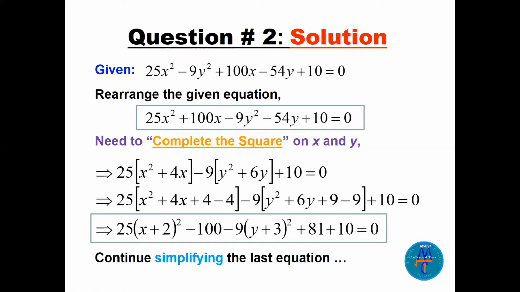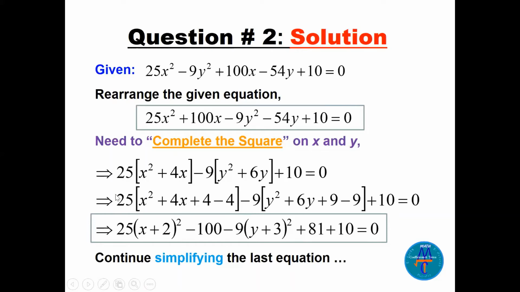We take the coefficient of x here, 4. Divide by 2, 2. Square it, we add 4, subtract 4. Now in the y, we do the same thing here, 6y. The coefficient of the y is 6. Divide by 2, 3. Square it. So I add 9, subtract 9.